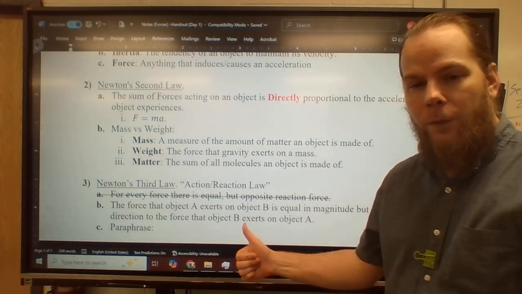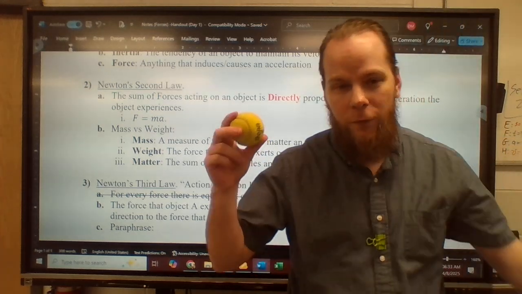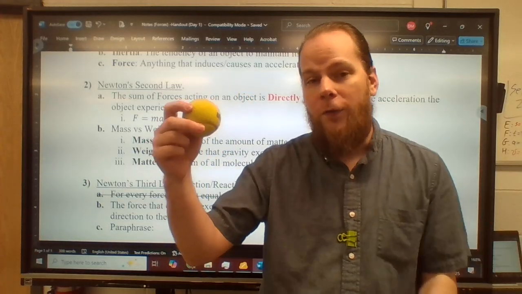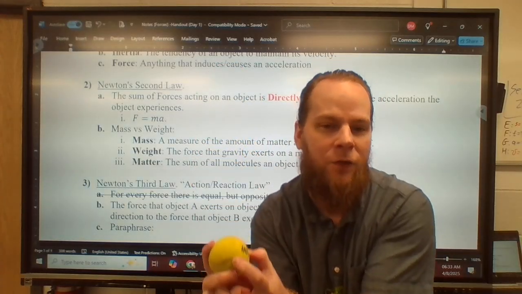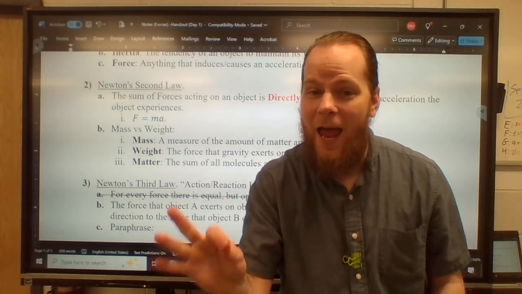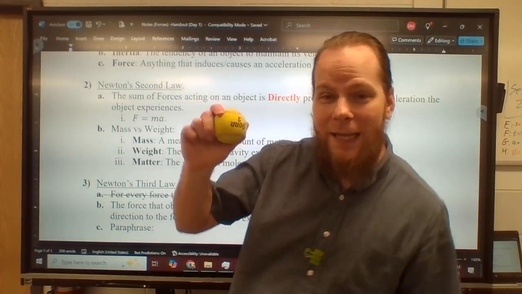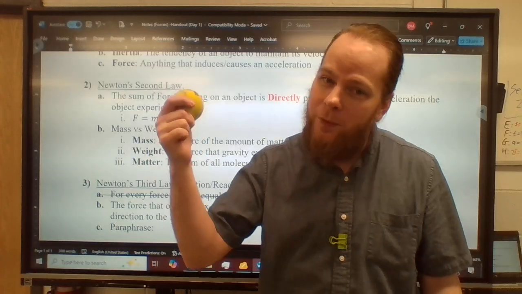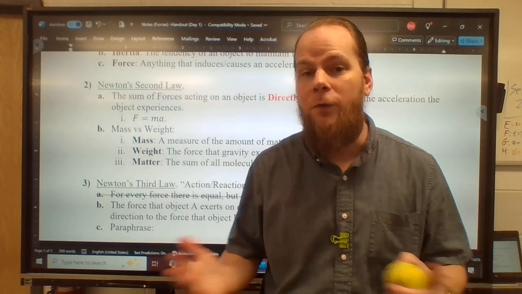Okay? And I cut myself off here: to the force that object B exerts on object A. So if A is the Earth, B is the tennis ball. The Earth, object A, is exerting a downward force on the tennis ball, is pulling the tennis ball down. Newton's third law says that the tennis ball is pulling up on the Earth just as hard as the Earth is pulling down on the tennis ball.